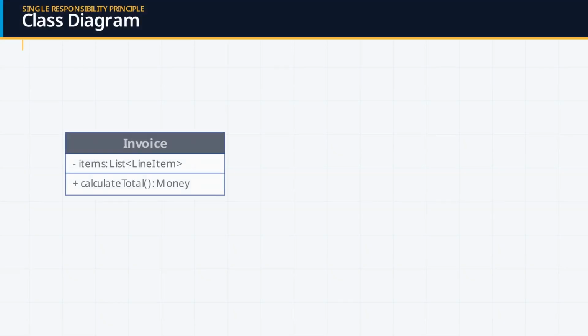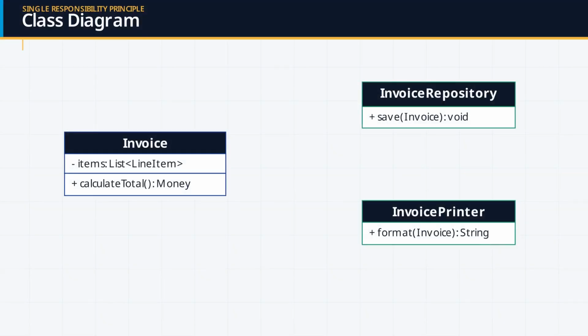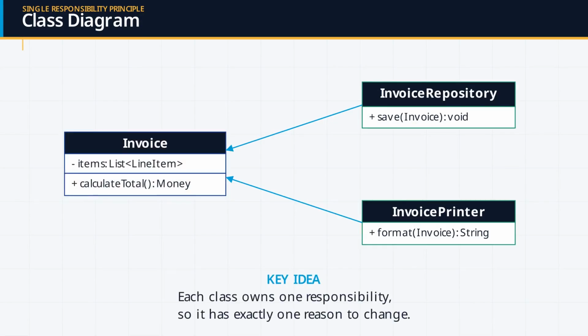Here is the class diagram for the single responsibility principle. The invoice class holds line items and calculates the total. InvoiceRepository handles saving, while InvoicePrinter formats the report. Both depend on invoice. Notice the idea. Each class owns one responsibility, so it has just one reason to change.